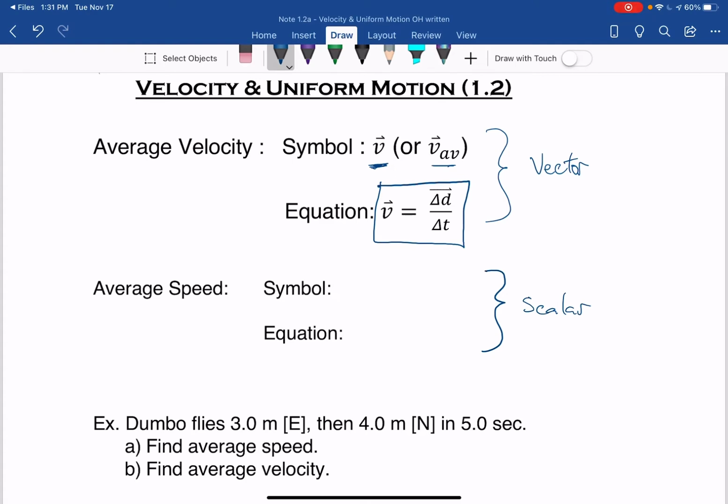For speed, it's going to look pretty similar. Let's switch over to a nice purple. It is just V, again sometimes written more like a written V. Or again, you might see V with an average, but if it does not have the vector sign above it, then what we're talking about is speed. The equation is going to look a whole lot like the one up above, but notice the lack of vector signs. No arrows on this thing. So there's the equation for average speed.